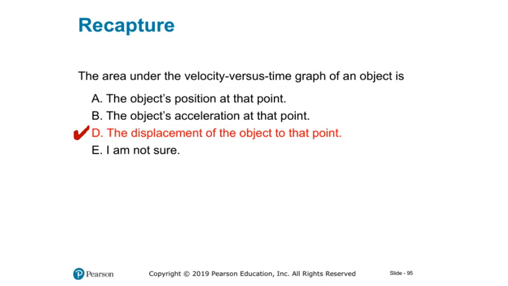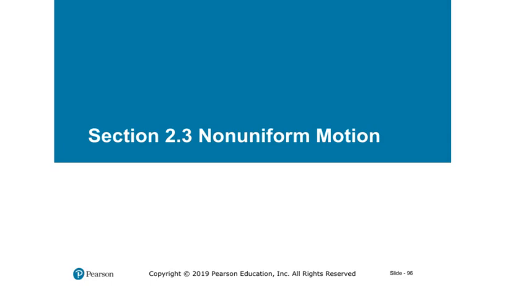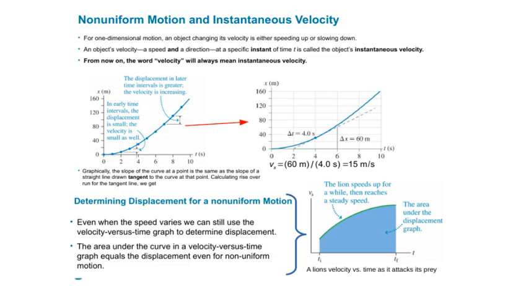So let's recap. The slope at a point of a position versus time graph of an object is the velocity of that object at that point. The area under a velocity versus time graph of an object is the displacement of that object at that point. That's all about the uniform motion. Non-uniform motion, again in terms of velocity. Now we don't have a constant velocity. Velocity is changing in time.